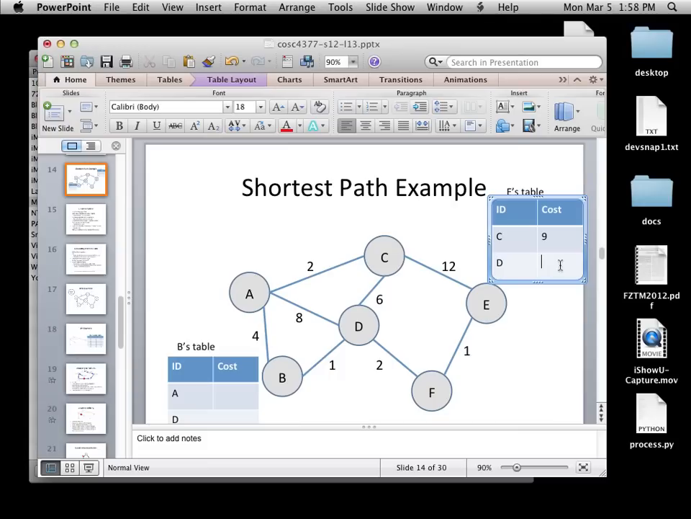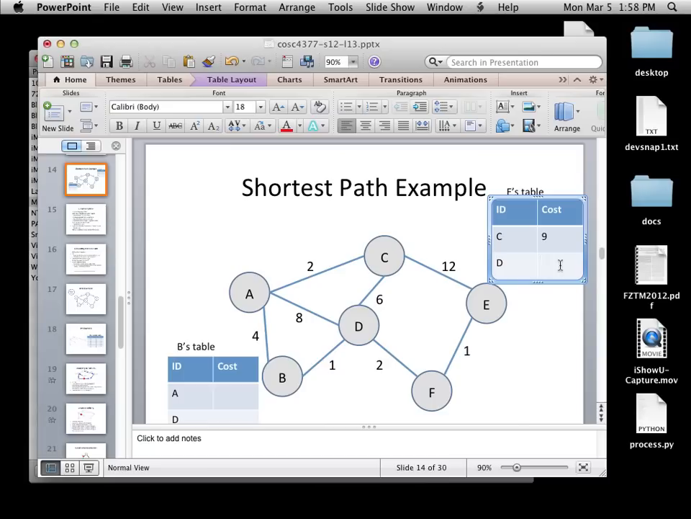So what are the possible paths from E to D? E to C to D, E to F to D, and then E to C to A to D. Exactly. There are actually a lot of possibilities, right? So which possibility offers the best path in terms of this cost metric?